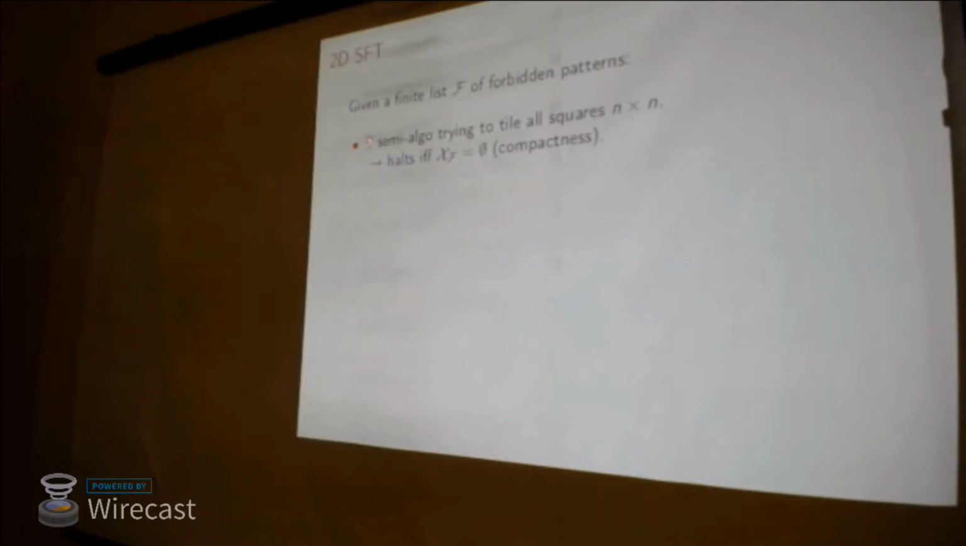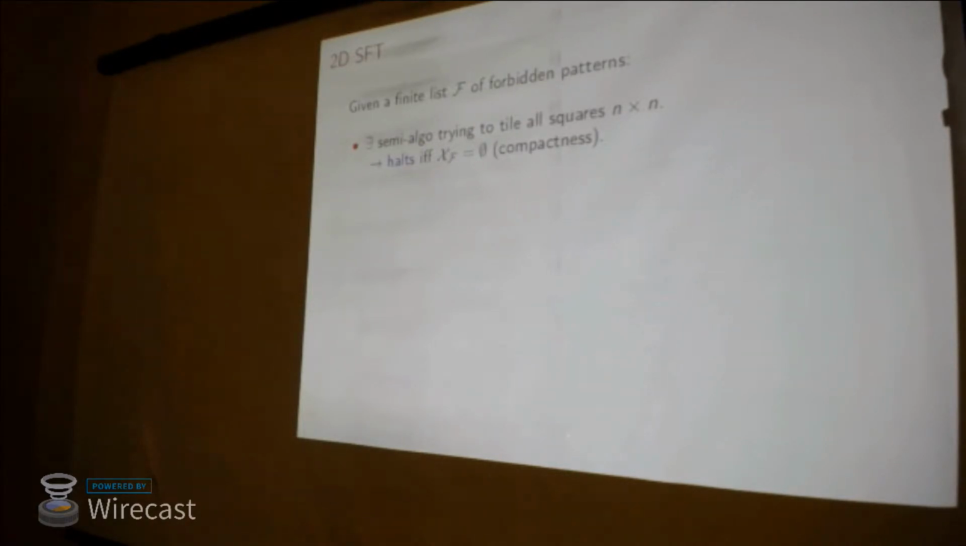So, actually, given a list of forbidden patterns, or equivalently given a set of wrong tiles, you can write a semi-algorithm which tries to tile bigger and bigger squares. Because for each square there is only a finite number of tilings to try and finitely many matches to check. And this semi-algorithm will halt if there is some size of square where you cannot find any tiling.